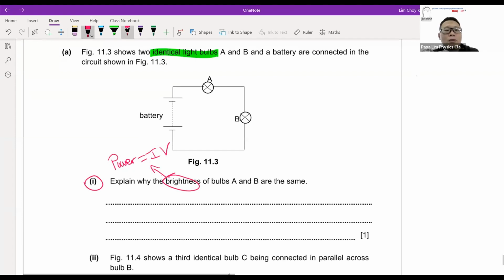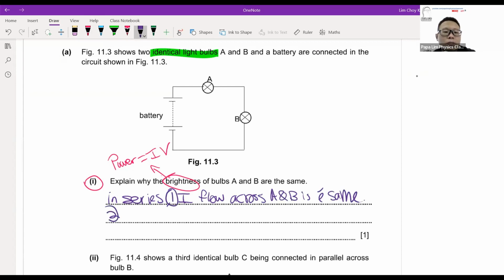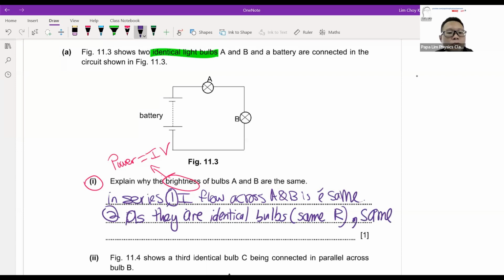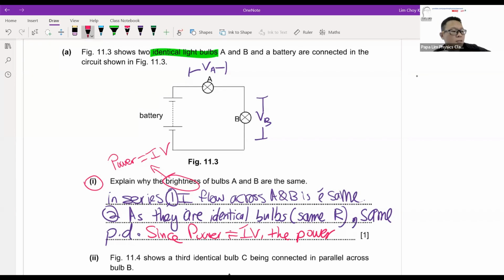Now let's look at how we should phrase the answer. Why is the brightness of the light bulbs the same? Partly because they are in series. In series, the current flowing across A and B is the same. Second point, they are identical light bulbs, so they have the same resistance, which means they will have the same potential difference. And since power is equal to I times V, the power and the brightness are the same.